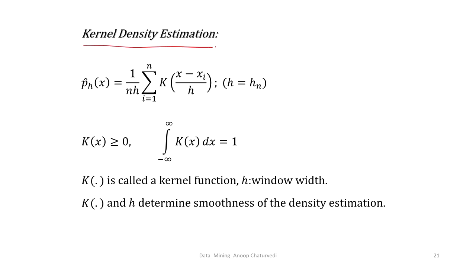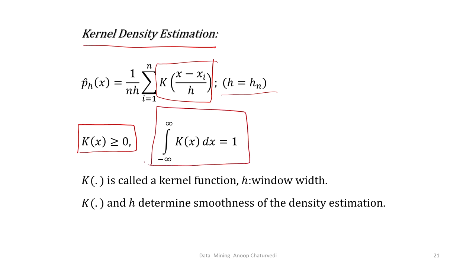Then we use the kernel trick. We use kernel density estimation. So, we define p hat h x equal to 1 upon n h summation i equal to 1 to n. Now, you have replaced the indicator function by a function k of x minus x i upon h. Again, h is equal to h n, where k is greater than or equal to 0, and if you integrate k from minus infinity to plus infinity, you get 1. And this function k is called the kernel function, and h is called the window width.